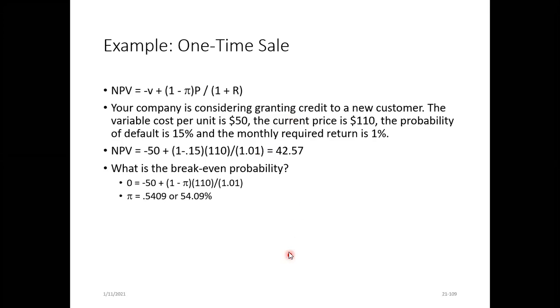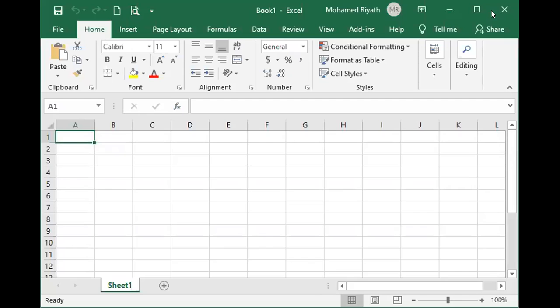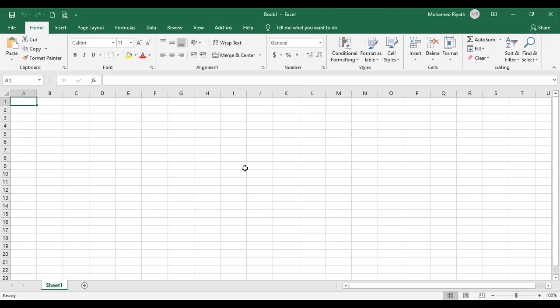Can you see the Excel sheet? Can you see? Is it visible to you? No, sir. Now can you see now? Yes, sir. Now it is visible.